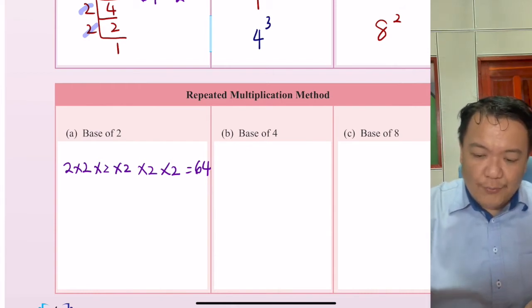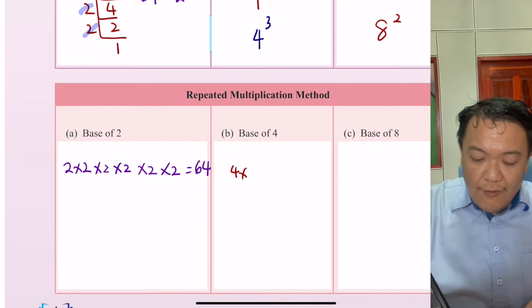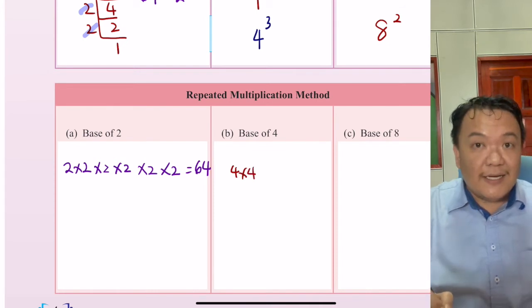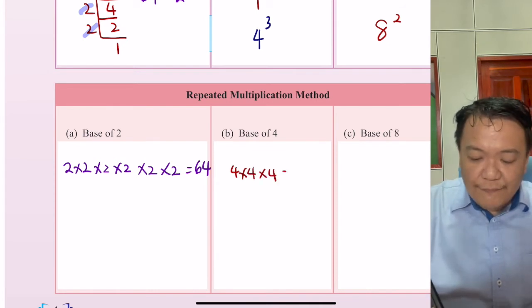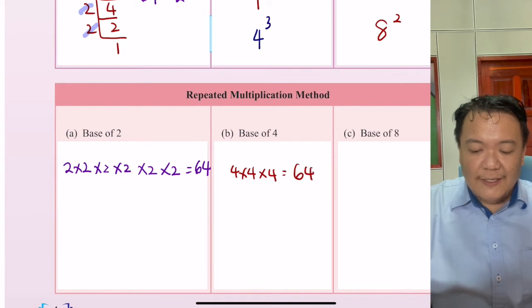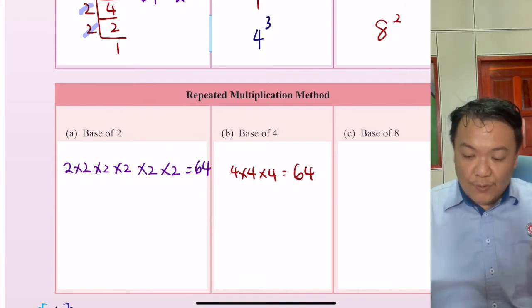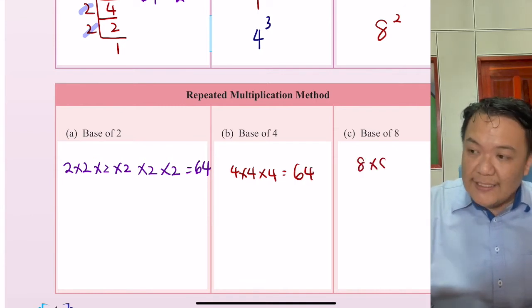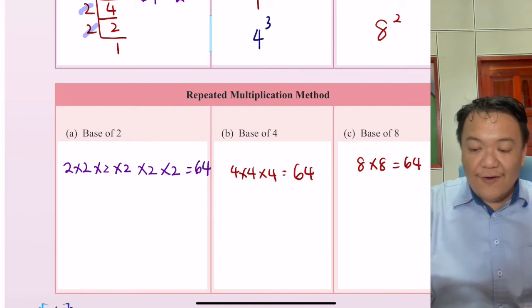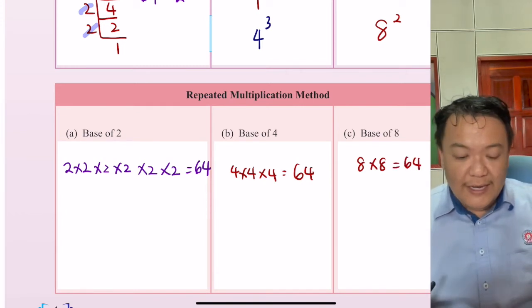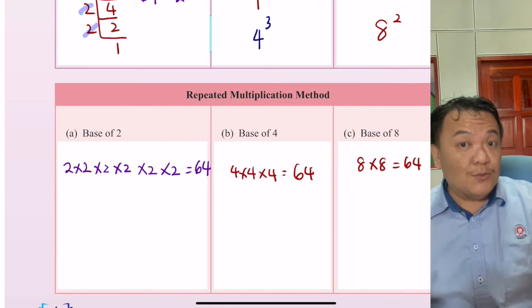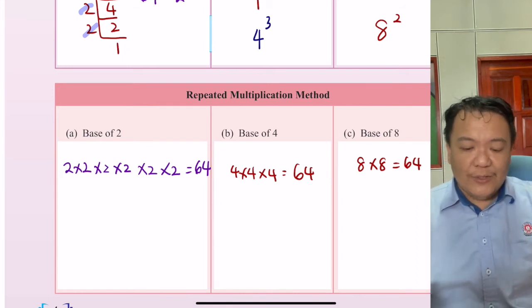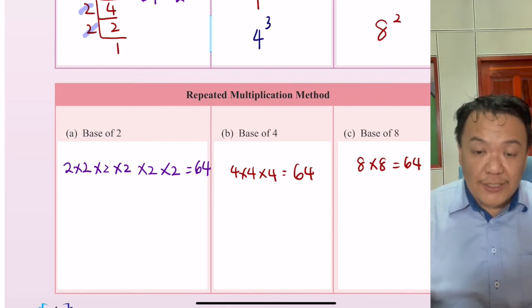Okay, next we want to try 4. 4 times 4 is 16. Tekan lagi calculator. Times 4, you will get 64. Same goes with 8. So 8 times 8 is 64. Terus dapat macam tu. Dia mesti darabkan dengan base itu sendiri berkali-kali. Itu kita pakai repeated multiplication method.